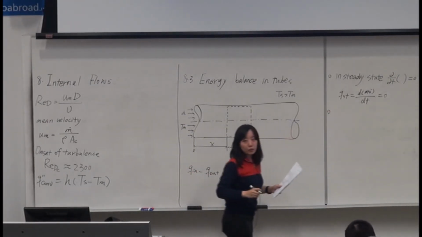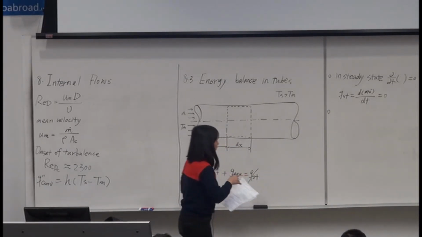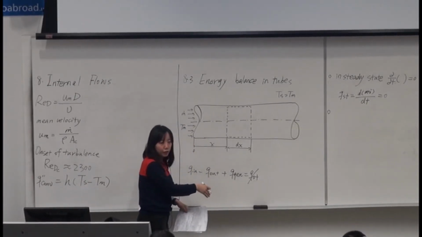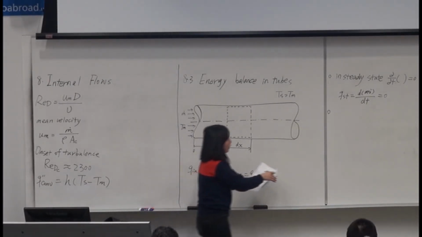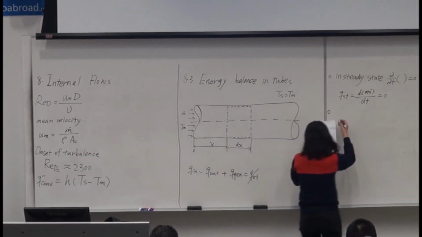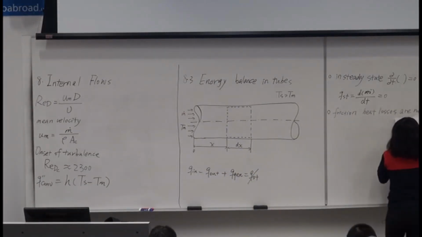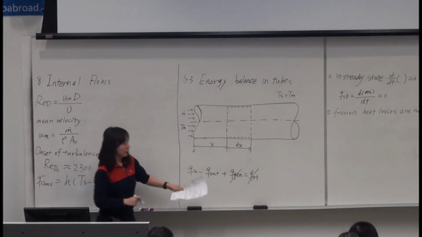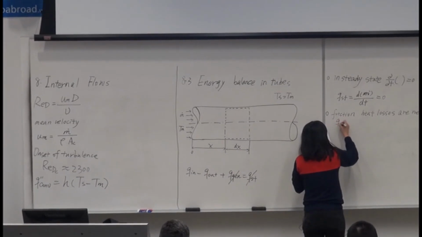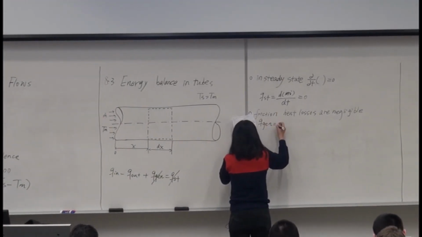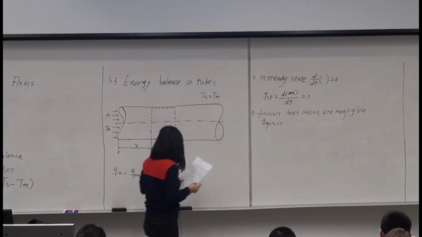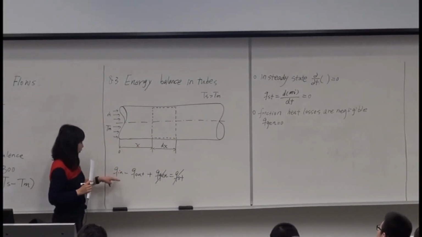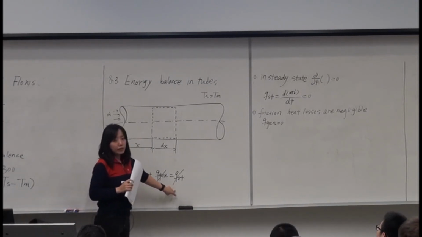The second assumption we are going to make is that we neglect all possible heat generation, such as chemical reactions or friction heat loss. Let's assume it is negligible. Then we would have our generation term equal to 0. And with those two assumptions, we end up with Q in minus Q out equals 0.